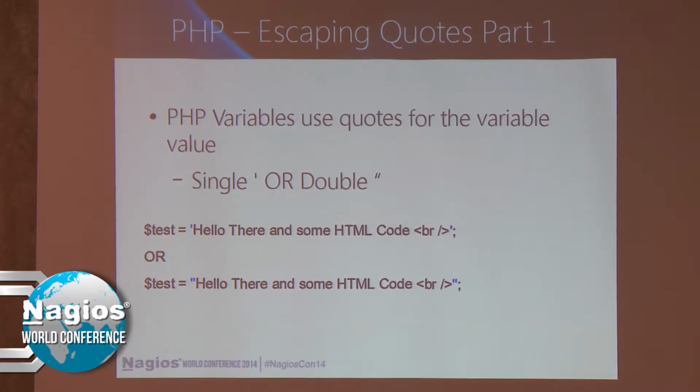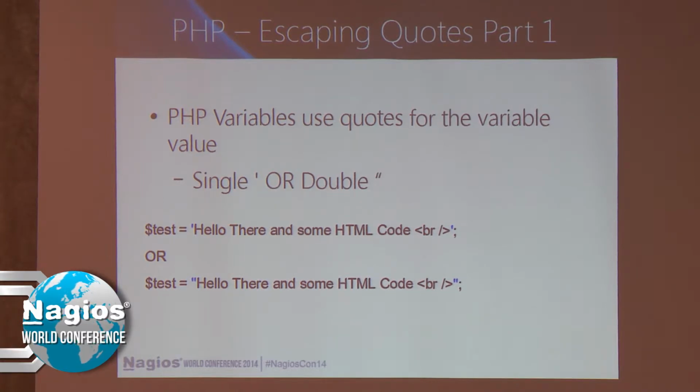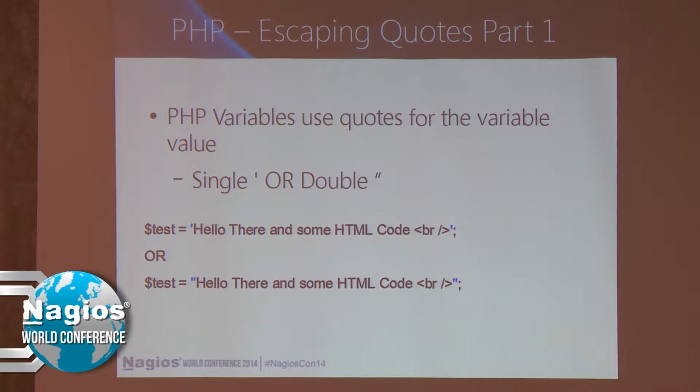So everything that we quoted before, in this example here, everything in between here is the value of the variable we're defining. Or it could be double quotes as well. Single or double, it's up to you. But there are reasons why you use one over the other.